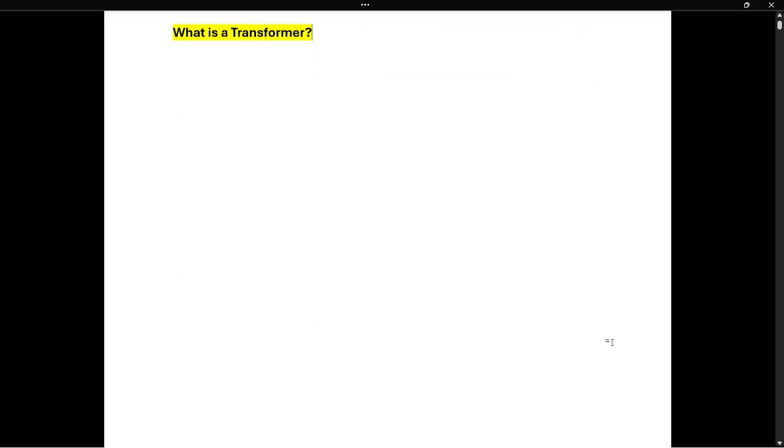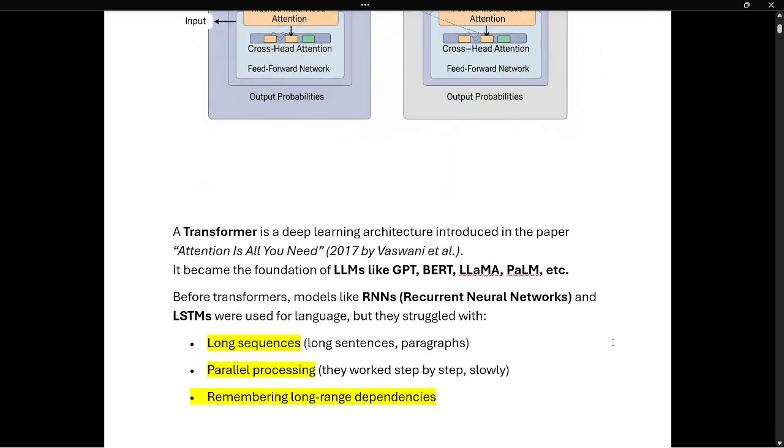So what is a transformer basically? A transformer is nothing but a deep learning architecture. There are multiple architectures in deep learning which we used earlier, like RNN, recurrent neural network, and LSTM. But transformers later came into the picture because we found a lot of disadvantages in RNN and LSTM. Transformers are basically the foundation of LLMs like GPT, BERT, Llama, PaLM. So whatever LLMs we see these days are all based on the transformer.